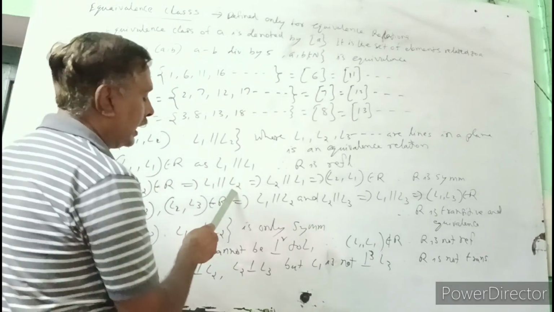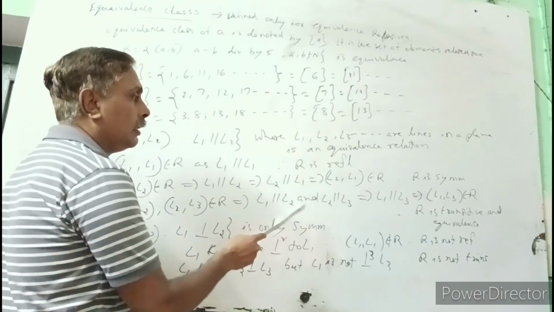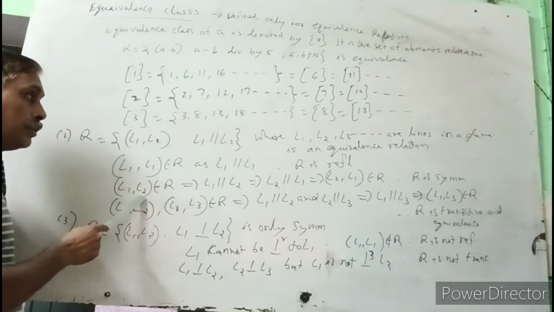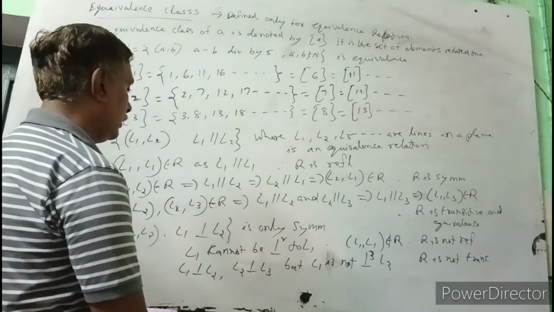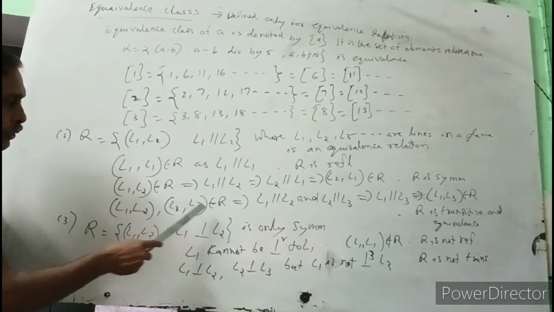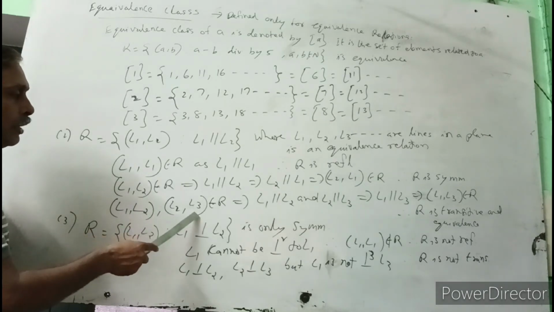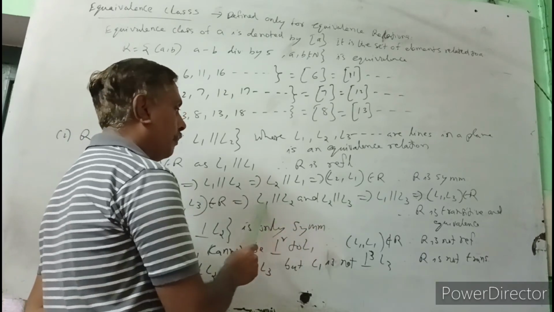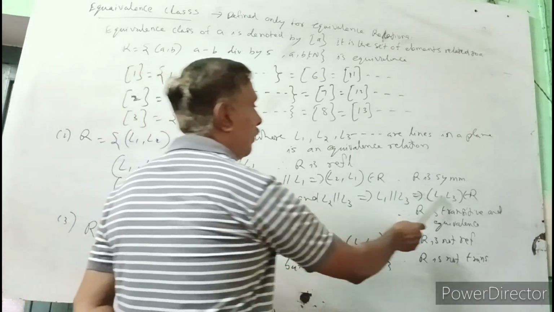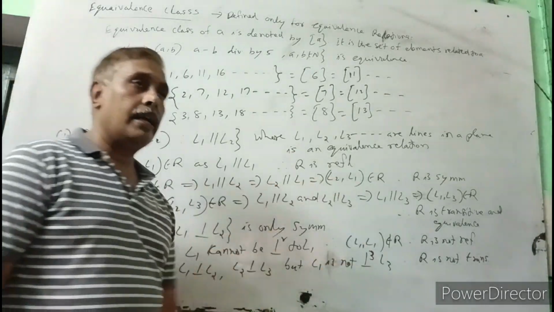If the first line is parallel to the second line, then the second line will always be parallel to the first line, which implies L2 is parallel to L1, meaning (L2, L1). I started with (L1, L2), but I reached (L2, L1) belongs to R. Therefore, R is symmetric. Similarly, for transitive, I took (L1, L2) and (L2, L3). L1 is parallel to L2, L2 is parallel to L3, which means all these lines are parallel. So L1 is parallel to L3, meaning (L1, L3) belongs to R. Therefore, R is transitive, and so an equivalence relation, because all three are satisfied.